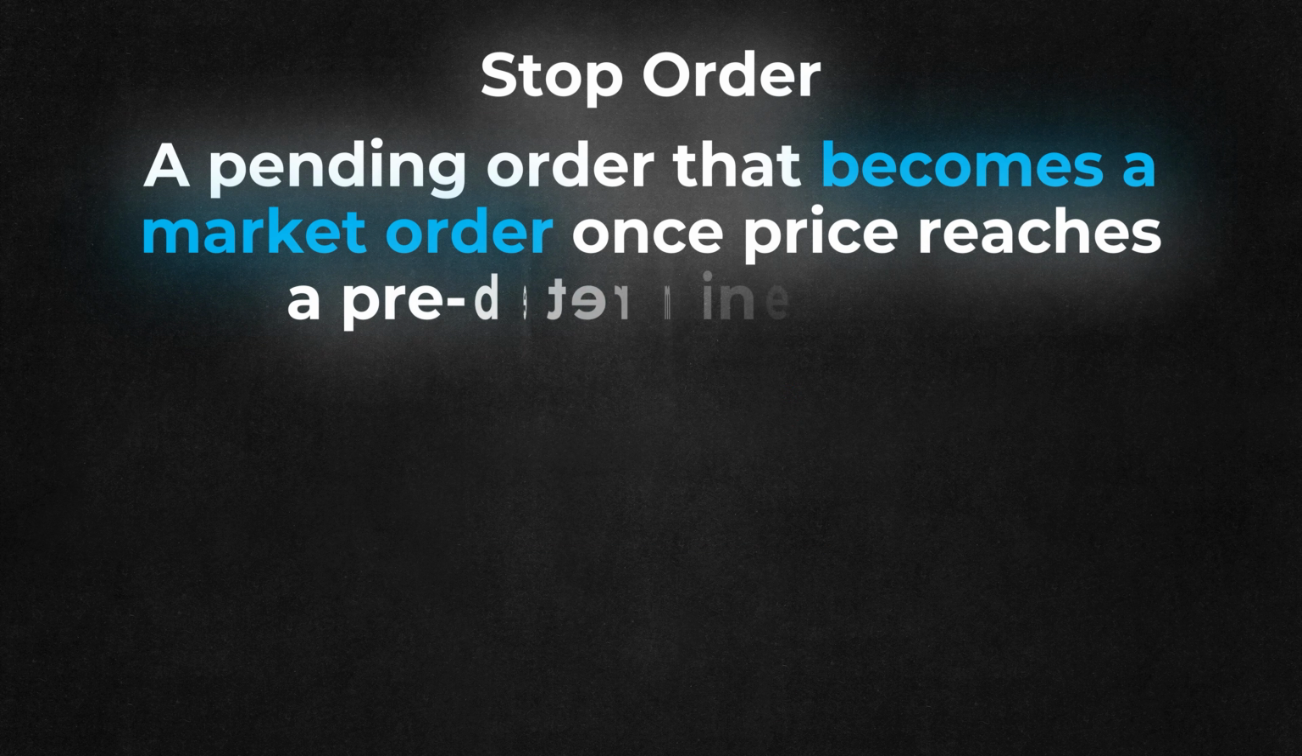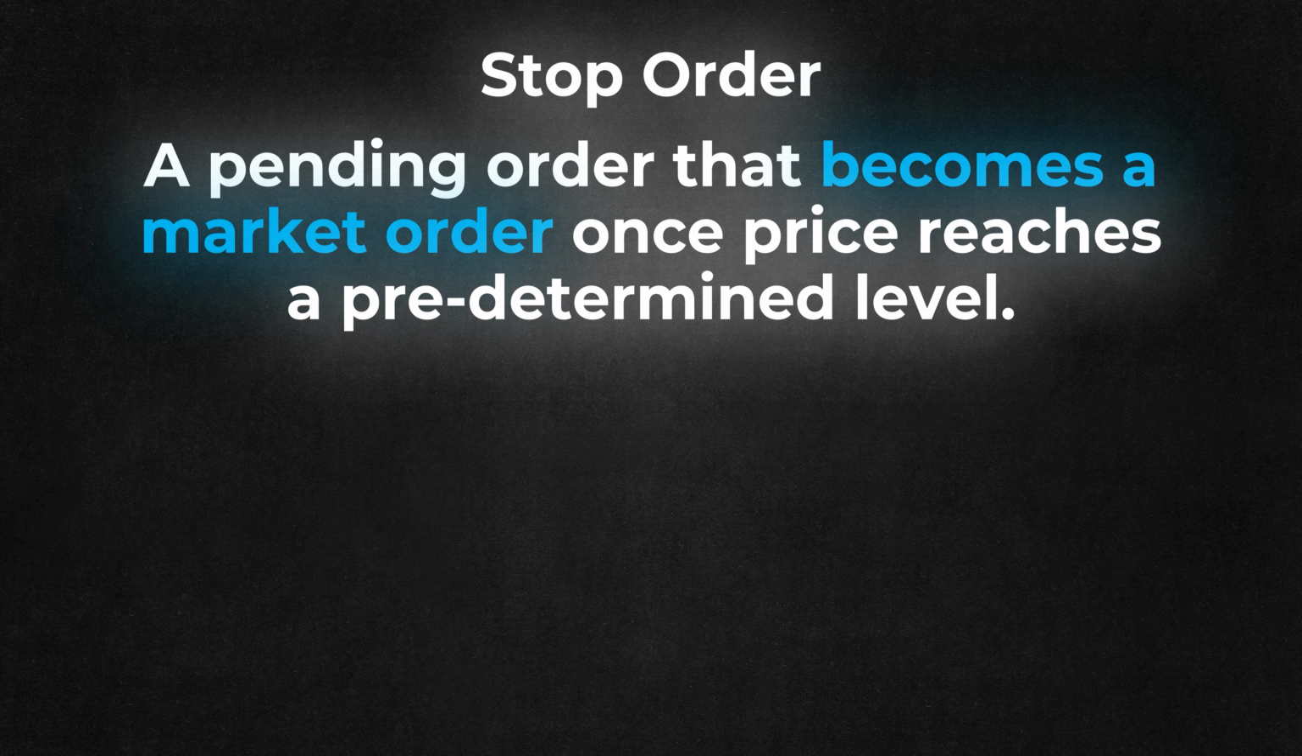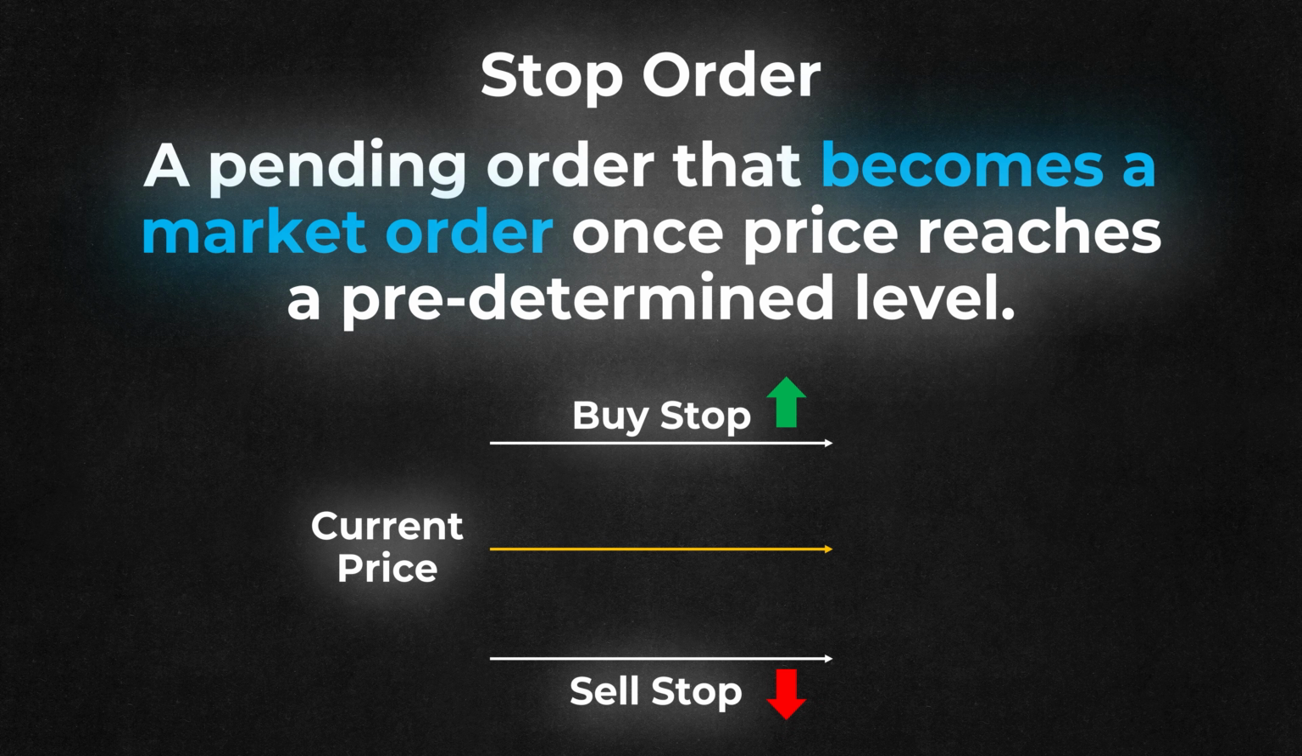The stop order is a pending order that becomes a market order once price reaches a predetermined level. Notice that stop orders allow traders to trade in a worse price. Buy stop orders are always above the current price, and sell stop orders are always below the current price.